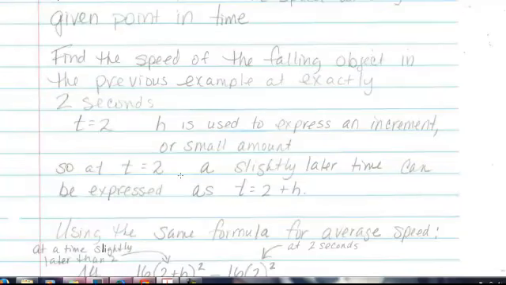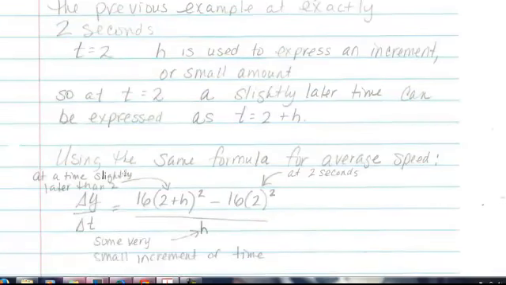Using the same formula that we did for average speed, we're going to plug in the 2 plus h and the 2. So essentially what we're saying here is the change in distance can be found by 16 times 2 plus just a little bit more time, squared, minus 16 times 2 squared at exactly 2. And we divide that by some very small increment of time. And this is going to lead us into our concept of limit, because when we're looking at the small increment of time, we're trying to get this as small as possible. In fact, we want to get it as close to 0 as we possibly can, because that's what we're looking at is the exact moment.